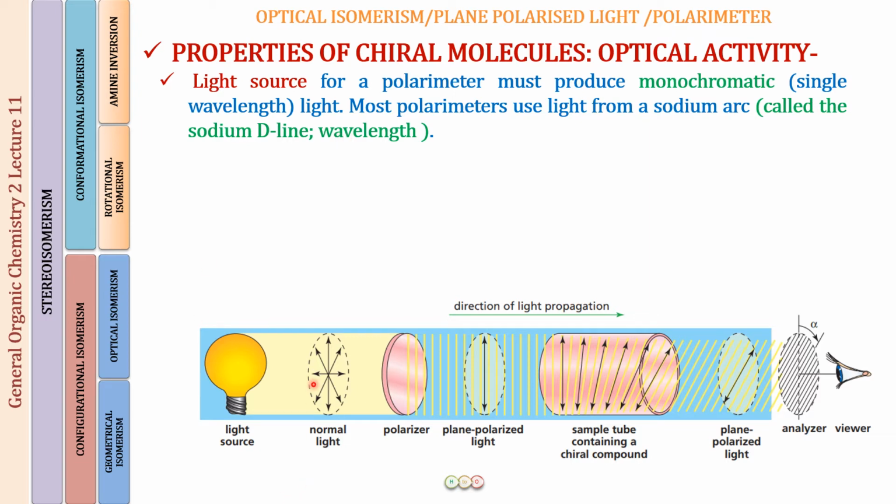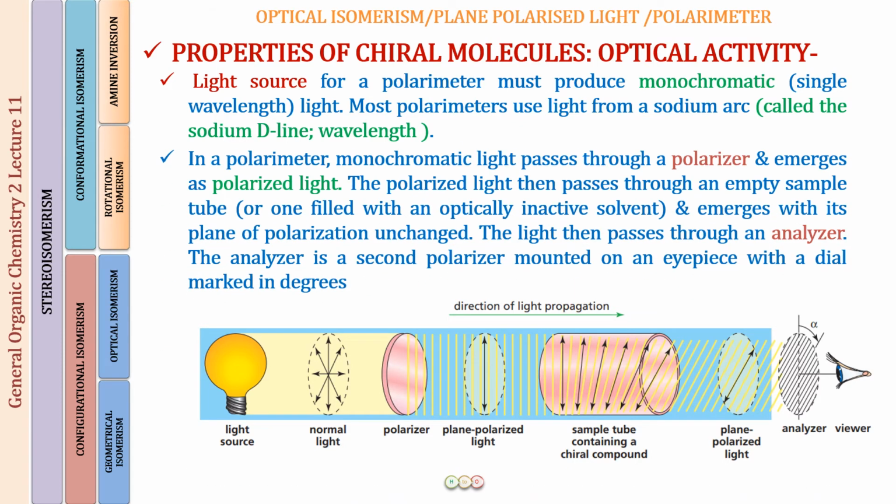Now this light is monochromatic, but it is unpolarized light. It has electric field vectors in all the planes. What do we require? We require plane polarized light, which should have an electric field vector only in one plane. So we will be passing this unpolarized light through a polarizer, which is generally going to be a Nicol prism for a polarimeter. And when we pass it through, what we get is plane polarized light, with the electric field vector only in one plane, right?